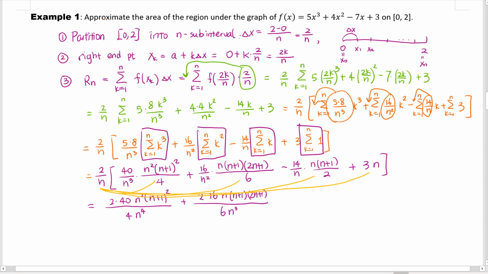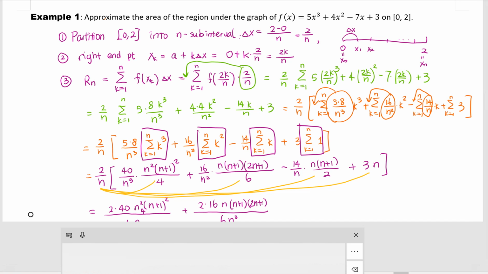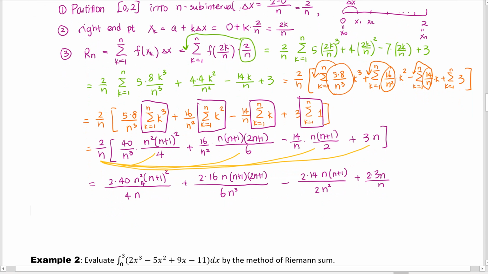All right, let me see. Let me move down a little bit. Oops. Let me move this equal sign down a little bit. Okay, looks good. And then we continue to distribute. So we have 2 times 14 and n plus 1. The bottom, we have n squared, and there's another 2. The last one, 2 times 3n over n. Okay, so this is Rn.